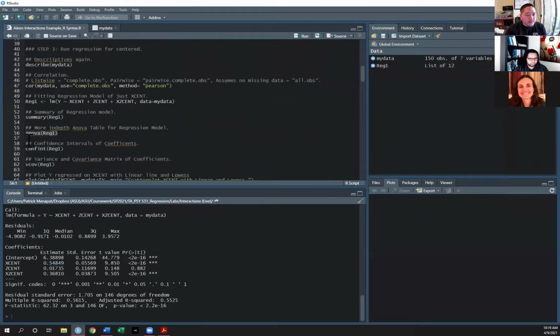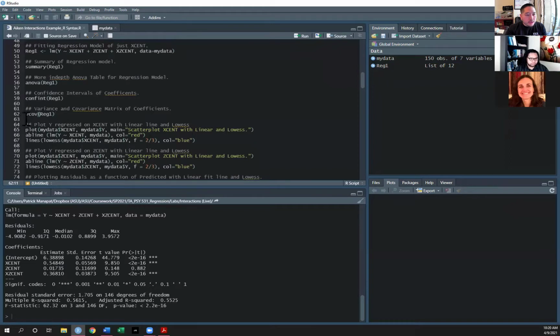We have ANOVA functions here for the sum of squares if you need it, and confidence interval functions. For all of the examples, I'm going to skip over these because they don't really contribute to the example, but they're there in case you need them.